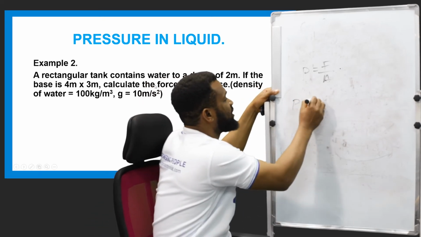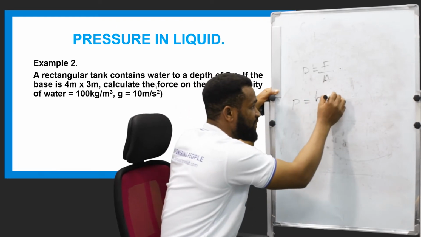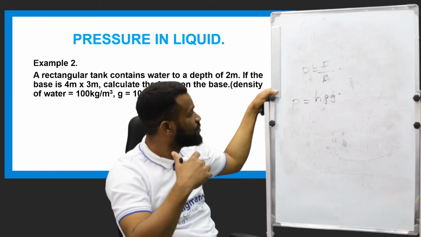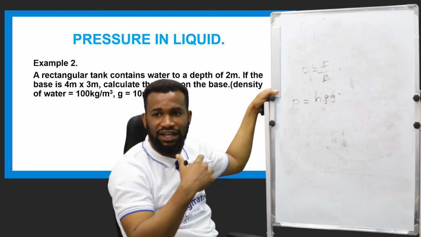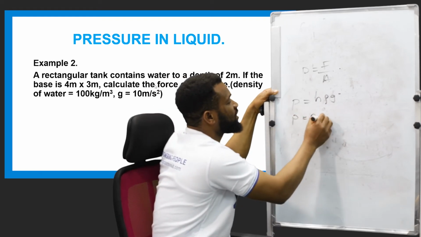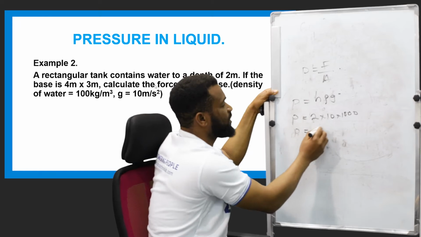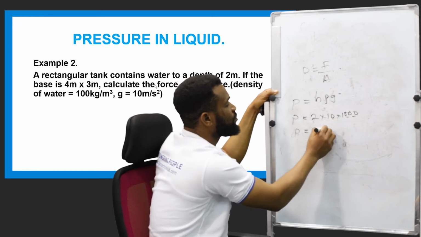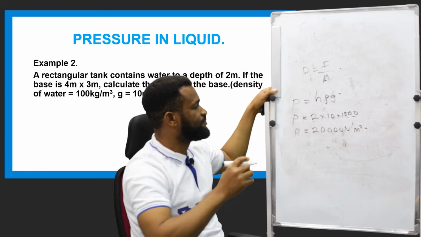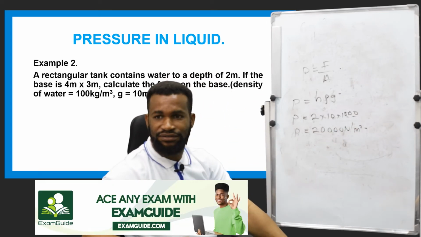But remember that pressure is height times acceleration due to gravity multiplied by density. And the height in this case is 2, and the density of water is there, and acceleration due to gravity. So pressure is 2 times 10 times 1,000, and the pressure is given as 2,000 Newton per meter square.